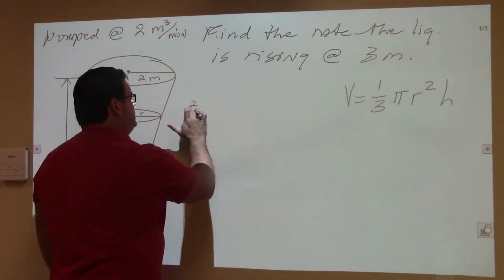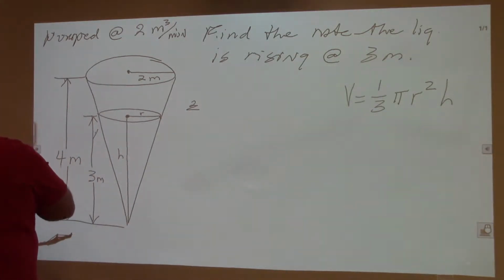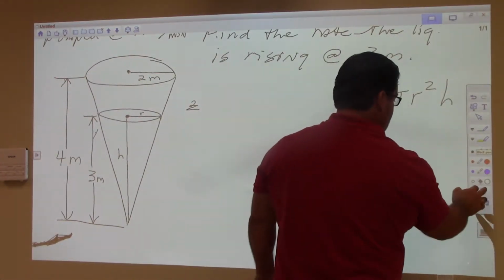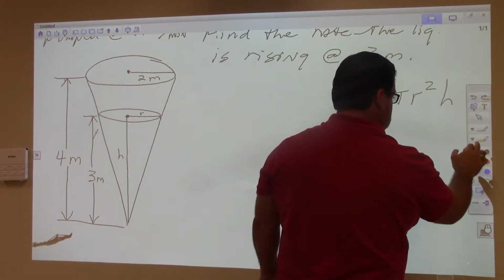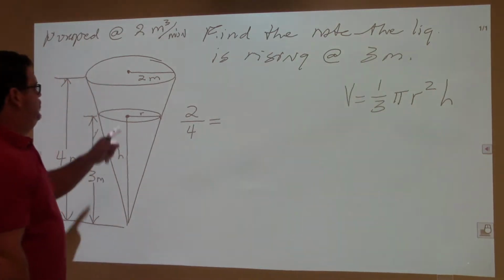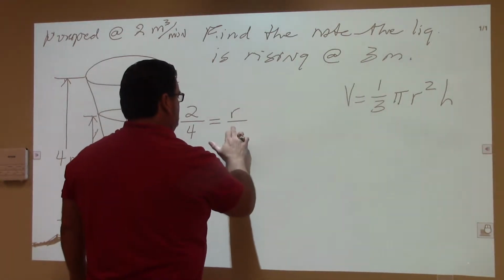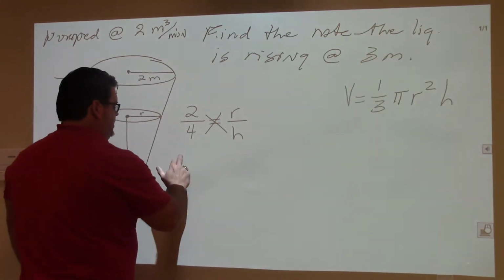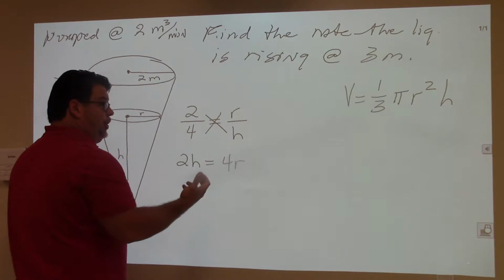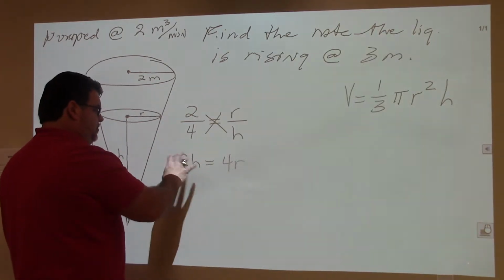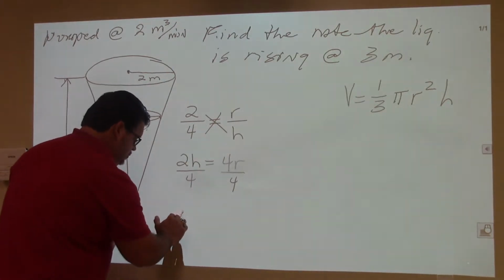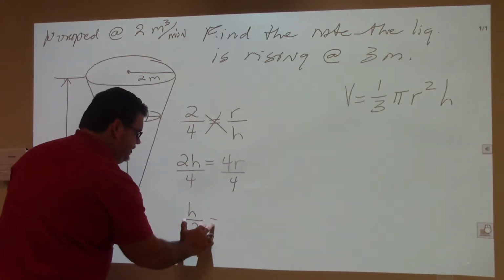Two is to 4 as what? R is to H. So 2H is equal to 4R, and we want to solve it in relation to R because we're going to take R, whatever it's equal to, and plug it in so we'll have the H there. So divide by 4, divide by 4, H over 2 is equal to R.